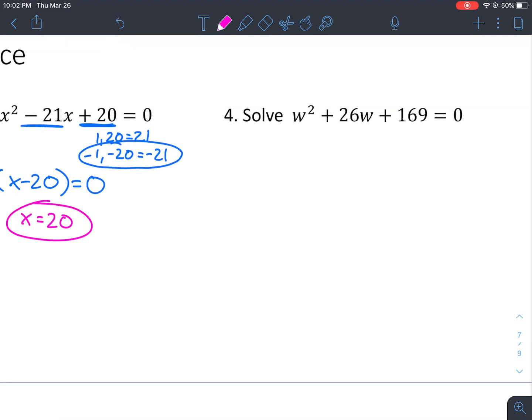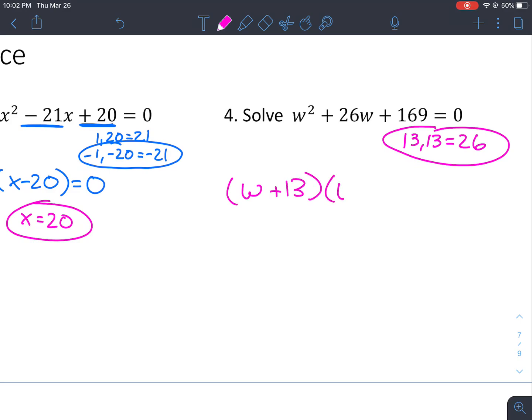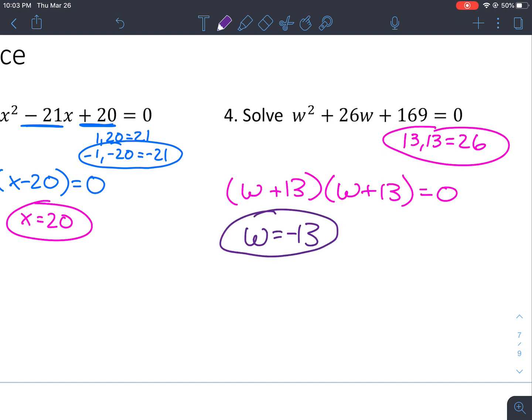Okay, over here, w squared plus 26w plus 169 equals 0. I'm just going to cheat and use my mental math skills and know that the two factors are going to be 13 and 13. So that means w plus 13 times w plus 13 is going to equal 0. And in this case, we want the opposite of plus 13. W would equal minus 13. And we would actually get the exact same thing over here. So this one only has one solution. W is equal to negative 13.